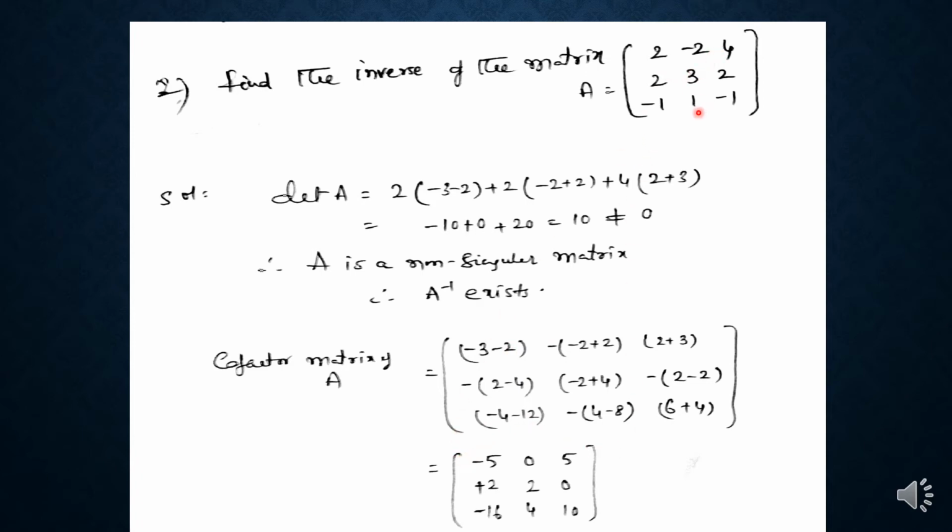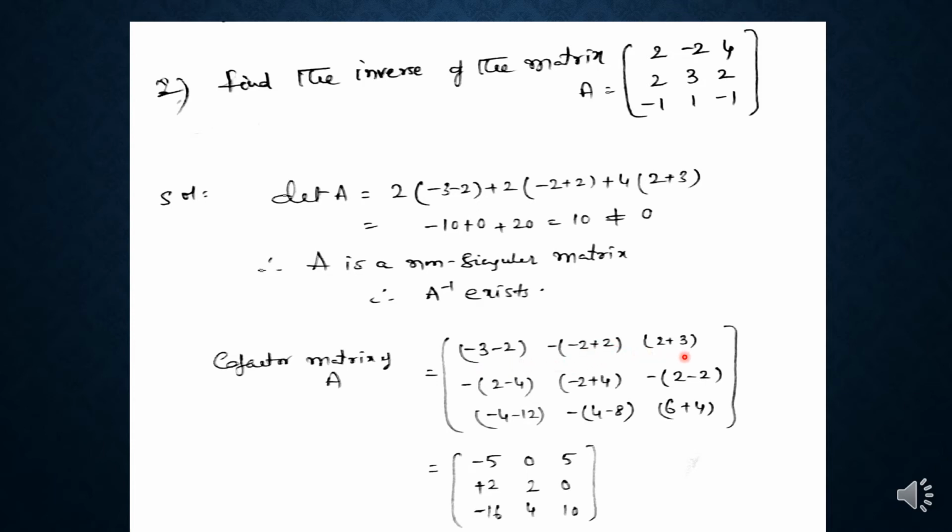And this element gets minus of 2 into 2, 4, minus 8. And this here, the cofactor of minus 1 is, by deleting this column and row we will get 2, minus 2, 2, 3, that is 3 into 2, 6, minus of minus 4, that becomes 6 plus 4. So cofactor matrix is minus 5, and this is 0.